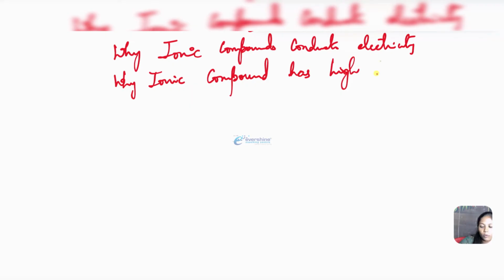Why does ionic compound conduct electricity? Because of ions. Then another important question, why does ionic compound have high melting and boiling point? Because it has strong force of attraction between metal and non-metal.